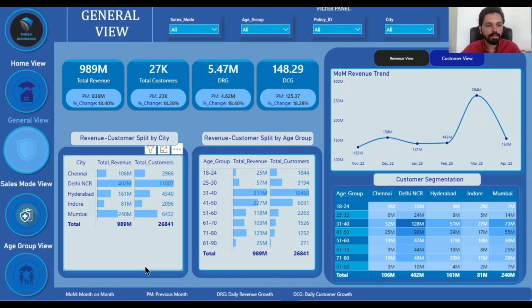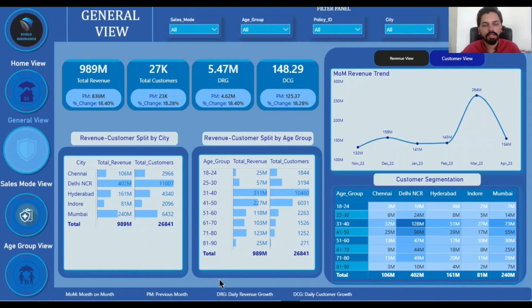And on the contrary, we can see that Indore city is the lowest revenue generator, and it also has the lowest number of customers. So with this, we can conclude that our top market is Delhi NCR city, and our lowest target is Indore city.